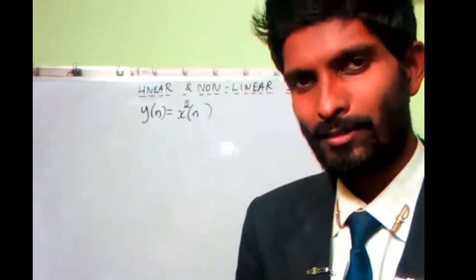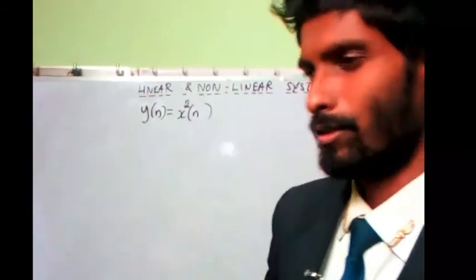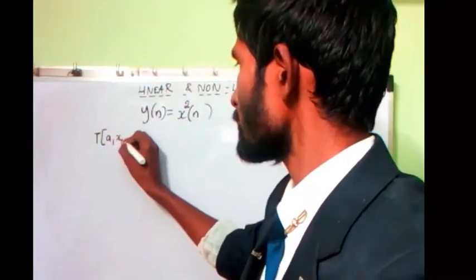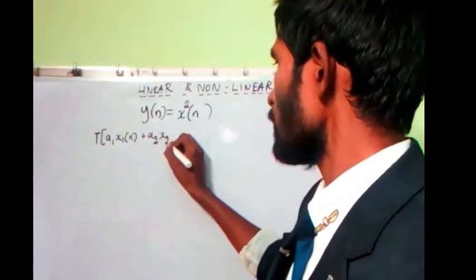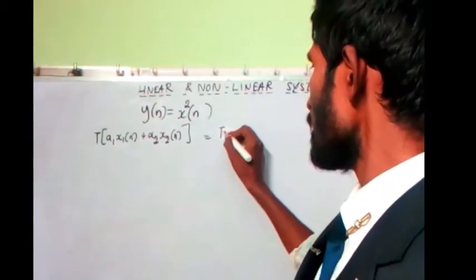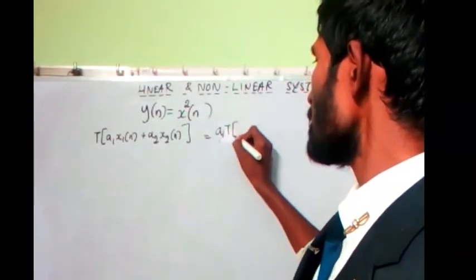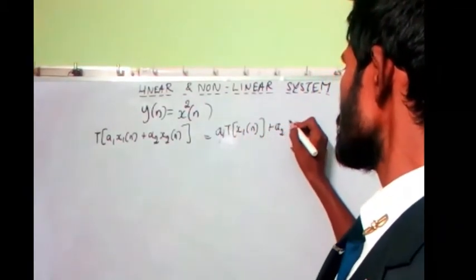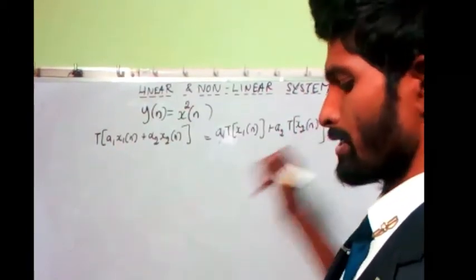So we have the previous formula. Right, now I write the formula for you. Please hold on to this one. The system response to a1 x1 of n plus a2 x2 of n should be equal to a1 times the response to x1 of n plus a2 times the response to x2 of n. Is it right?